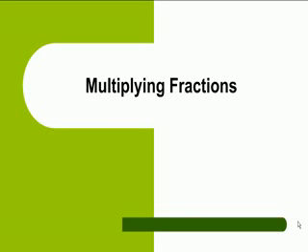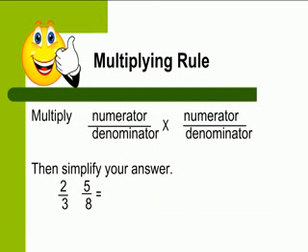This video is going to be over how to multiply fractions. The multiplying rule is that you just multiply the numerator by the numerator and the denominator by the denominator. So there's no changing denominators, there's no changing numerators, you just multiply straight across.